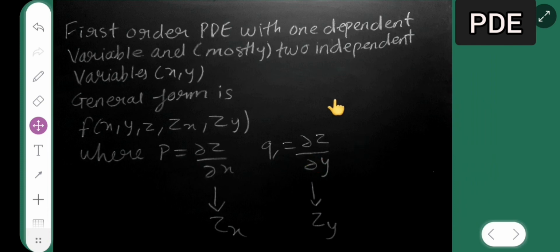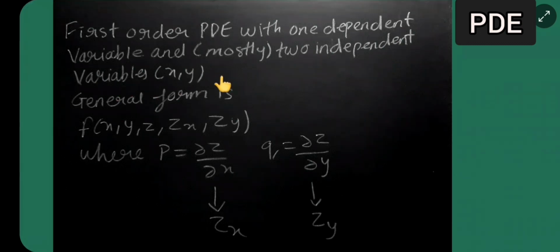Next is first order PDE with one dependent variable and mostly two independent variables x and y. Now what is the general form? F of x, y, z, zx, zy, where P is equal to dou z by dou x, which is nothing but zx, and Q is equal to dou z by dou y, which is nothing but zy.